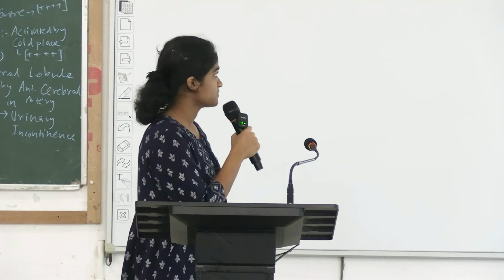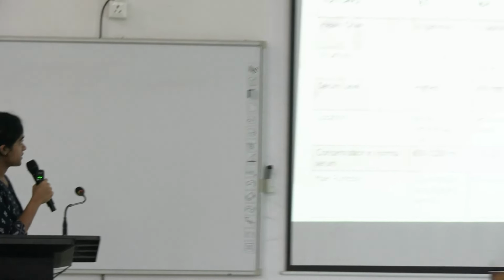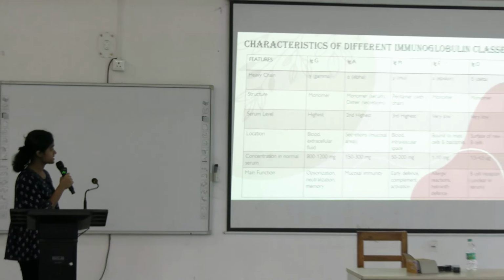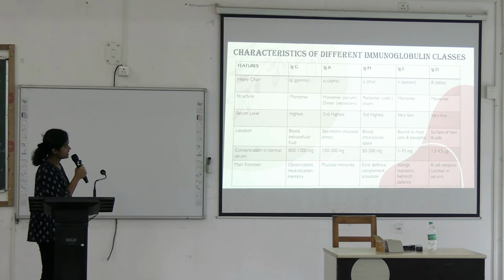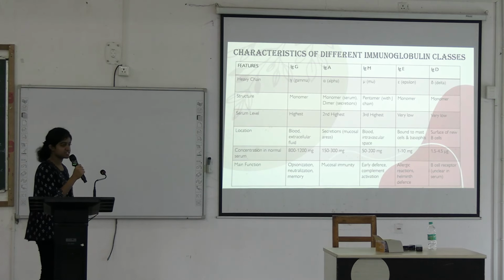Next is the summary of all the different immunoglobulin classes. IgG is made up of heavy chain gamma, IgA is made up of heavy chain alpha, IgM of mu, IgE of epsilon, and IgD is of delta. Structure: IgG, IgE, IgD exist as monomers, IgA exists as monomer and dimers, and IgM exists as a pentamer, for which it is the largest in size.